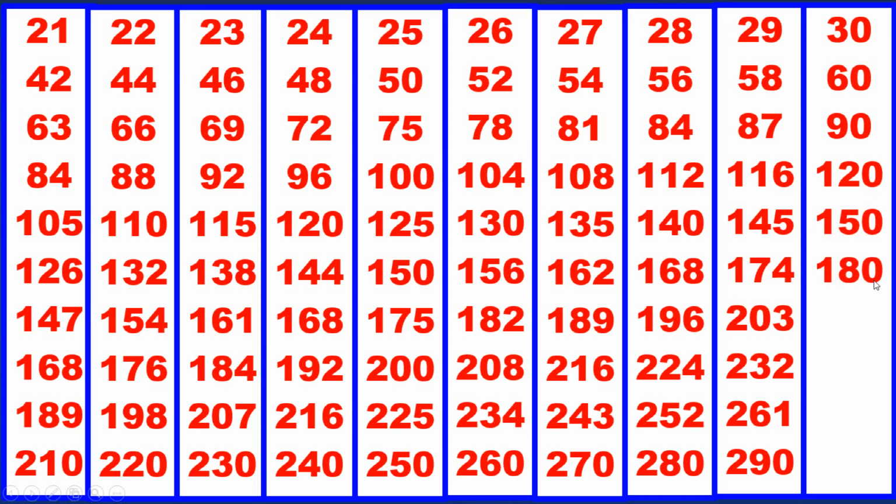30 times 6 are 180. 30 times 7s are 210. 30 times 8s are 240. 30 times 9s are 270. 30 times 10s are 300.